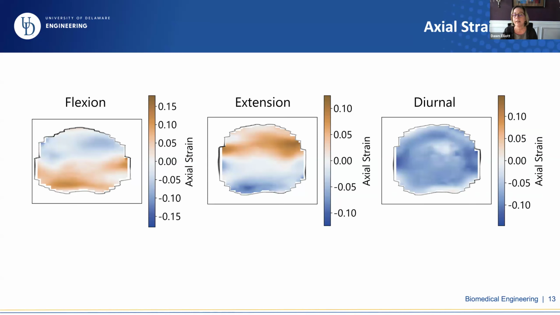So here is the axial strain, representative images of the strain fields in flexion, extension, and diurnal. You can see in the 2 that look like a Pepsi can that on the anterior side, it's negative or positive, and compression or tension on the opposite side. So just like something in bending, one side's in tension, the other side's in compression, and the diurnal strains are quite uniform across the whole disc.